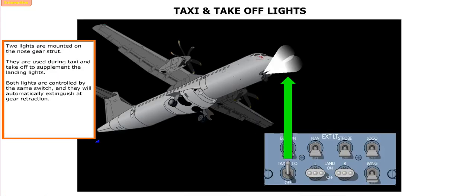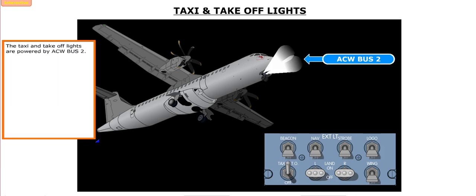2 lights are mounted on the nose gear strut. They are used during taxi and takeoff to supplement the landing lights. Both lights are controlled by the same switch, and they will automatically extinguish at gear retraction. The taxi and takeoff lights are powered by AC Wild Bus 2.